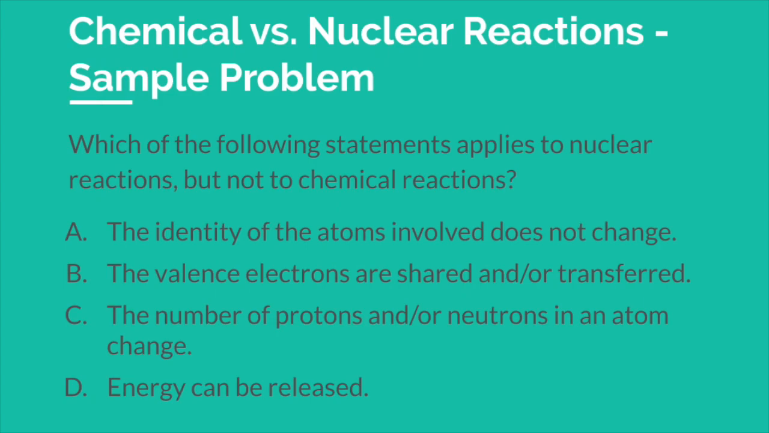So here's a sample question for us. Of these four statements, which one applies to nuclear reactions, but not to chemical reactions? Option A, the identity of the atoms involved does not change. Option B, the valence electrons are shared and/or transferred. Option C, the number of protons and/or neutrons in an atom change. Or option D, energy can be released. Which one describes nuclear change, but not chemical change?